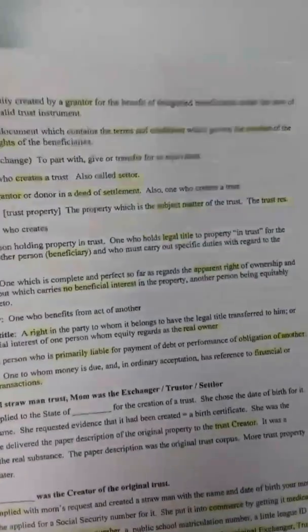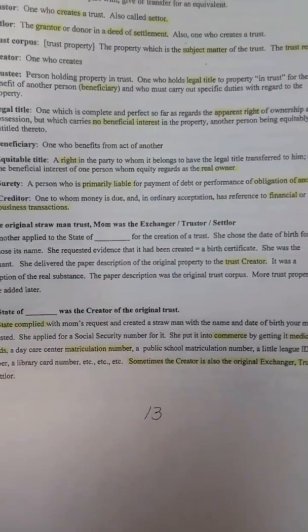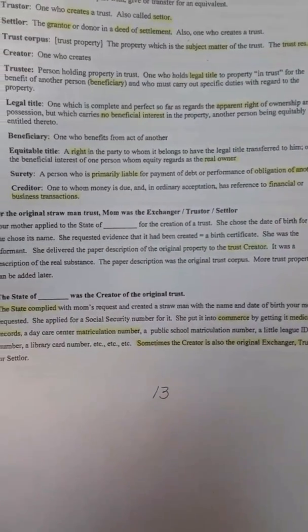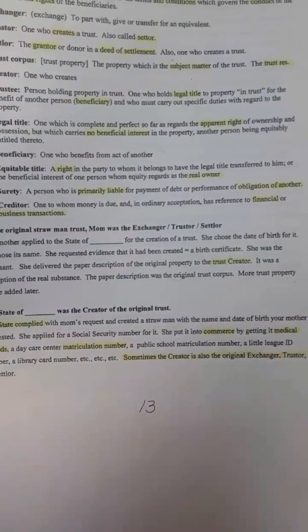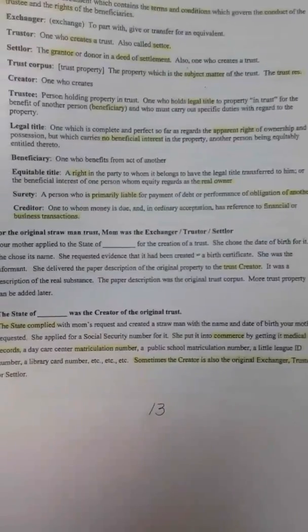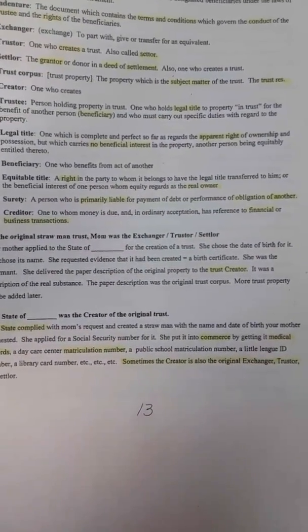Back this up some more. You see. She put it into Commerce by getting it medical records, a daycare matriculation number, a public school matriculation number, a little league ID number, a library card number, etc., etc., etc.